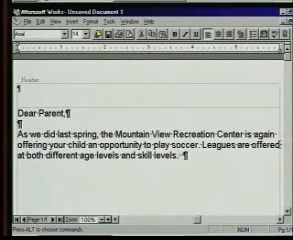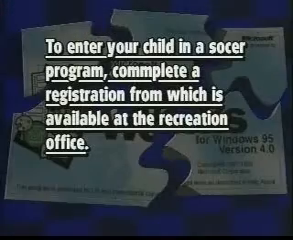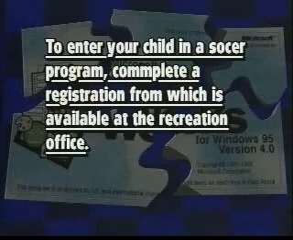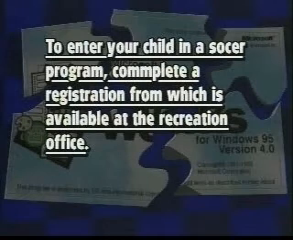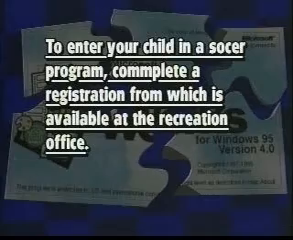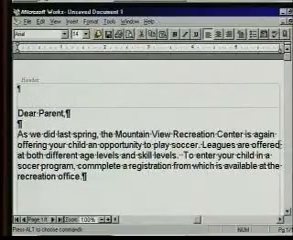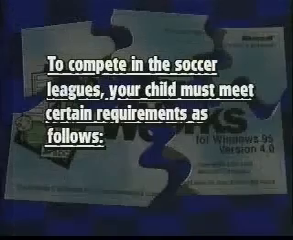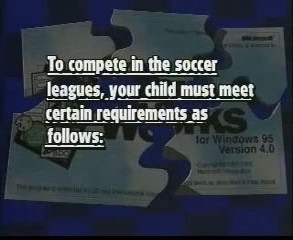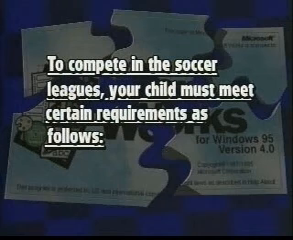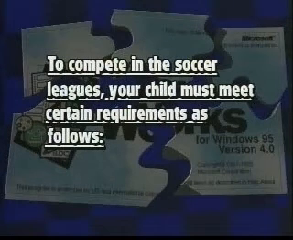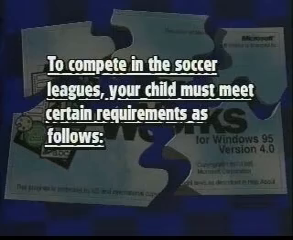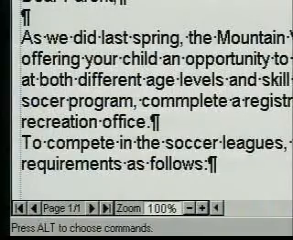When you finish, type in the following sentence. To enter your child in a soccer program, complete a registration form, which is available at the Recreation Office. Please type the sentence just as it appears on screen, including mistakes. When you finish, press the Enter key once. Then type in, to compete in the soccer leagues, your child must meet certain requirements as follows. Type a colon after the word follows. We'll come back in a moment to add the list of requirements, but first, we'll finish the body of the letter. Press your Enter key again.